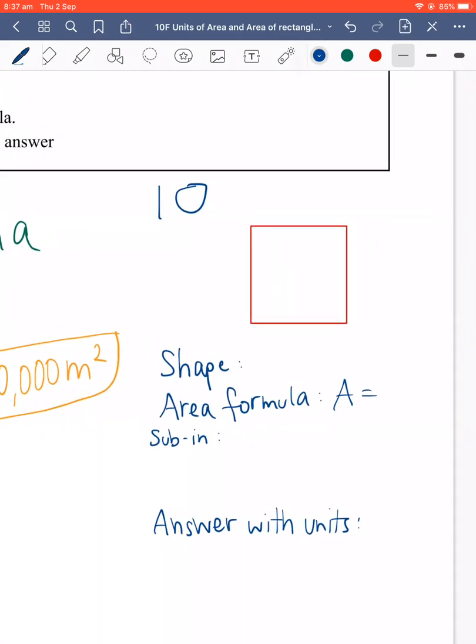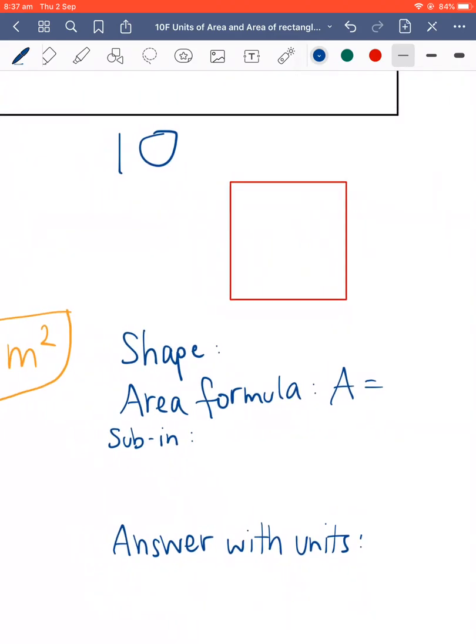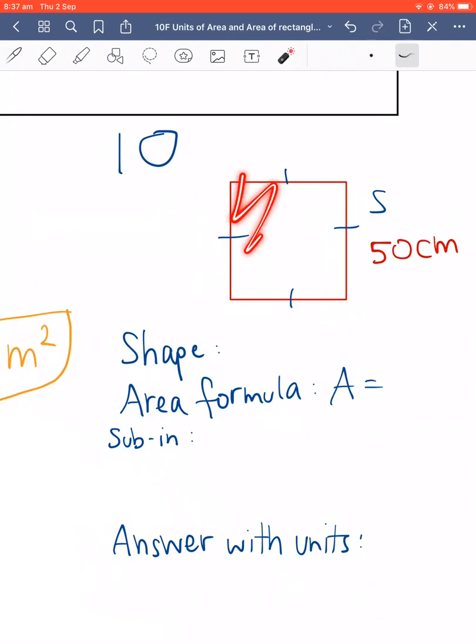Last question. You are given a scenario. The scenario actually says glass is to be cut from a square window, hence why I've drawn a square. Squares are really important too because we have all sides are the same, so let's include that on our diagram. And with this in particular, it says the side length is 50 centimeters. So let's annotate again in our diagram that I've drawn. I have 50 centimeters, and I want to find the area of the glass required.